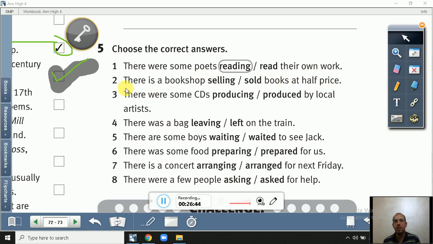Number 2, there is a bookshop that is selling or sold books at half price. What do you think? Selling or sold? Excellent. Great job. You are great. Selling. So in this way you can do this exercise.